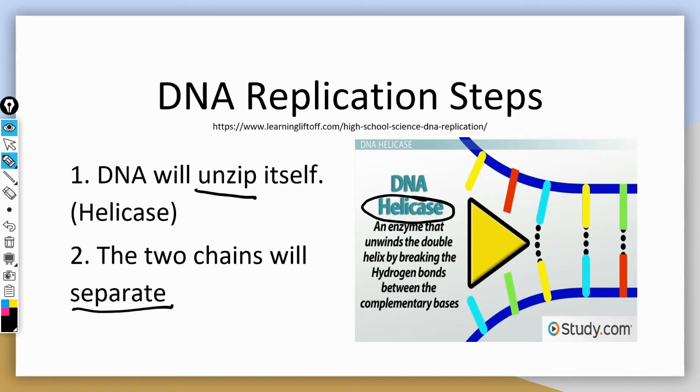So DNA helicase, the "ase" meaning it's an enzyme, is one of the enzymes involved in this process of DNA replication. So this stuff just doesn't occur on its own. It has to be catalyzed by specific enzymes that allow the DNA to unzip itself and these 2 chains to separate. And then there are other enzymes that allow new strands to form as well.